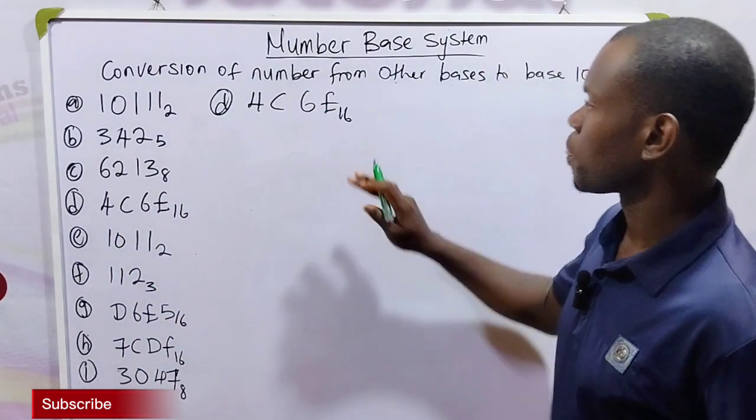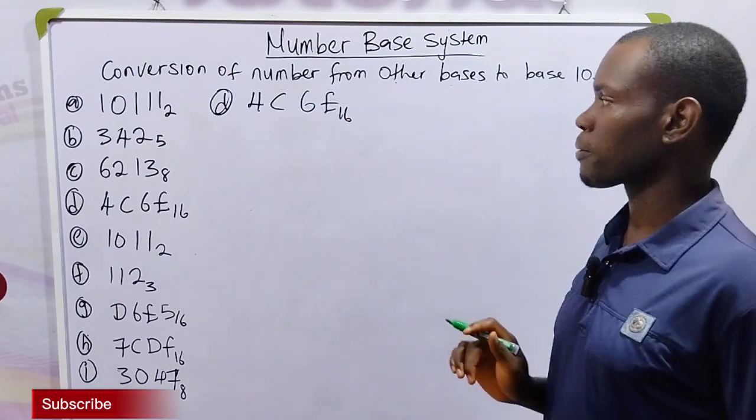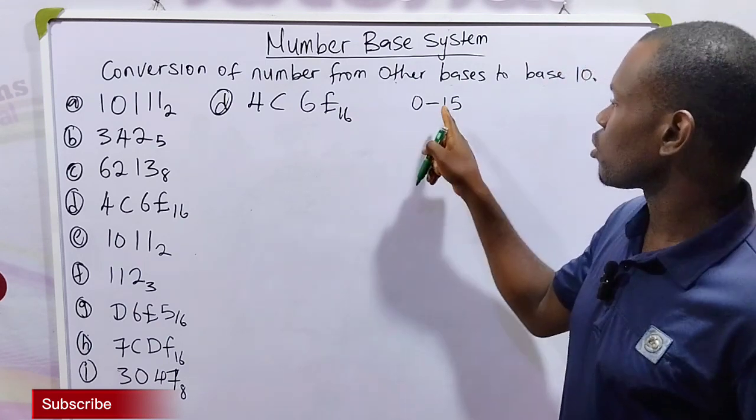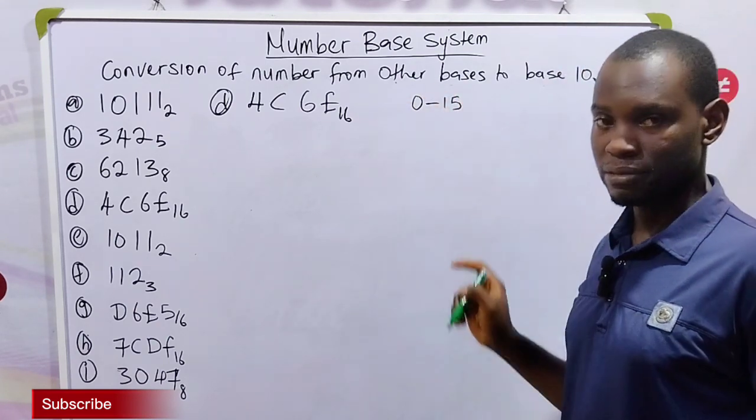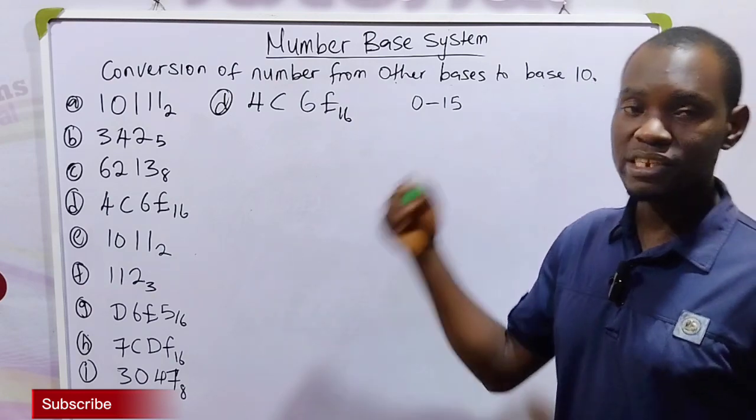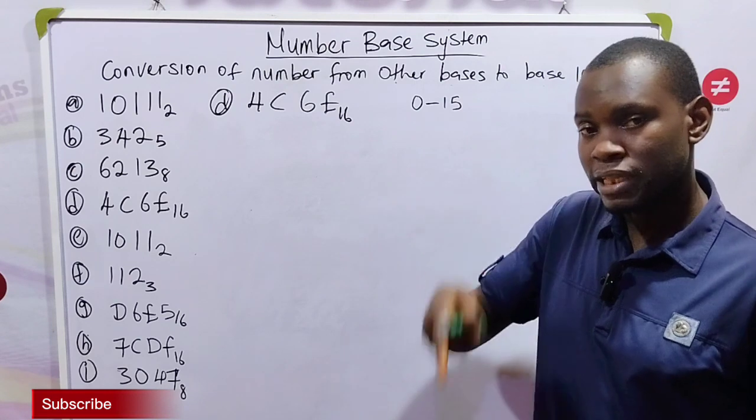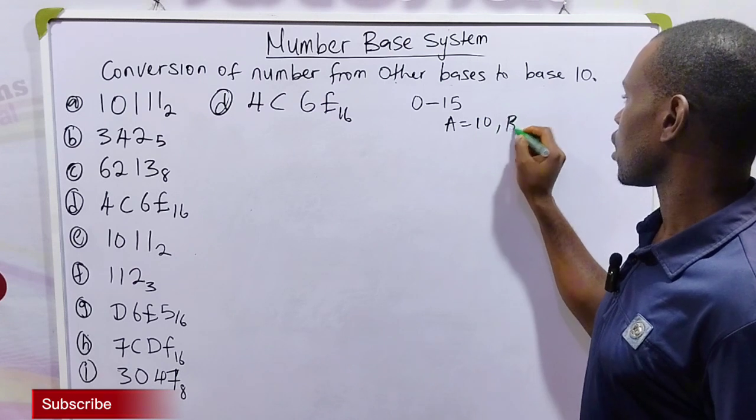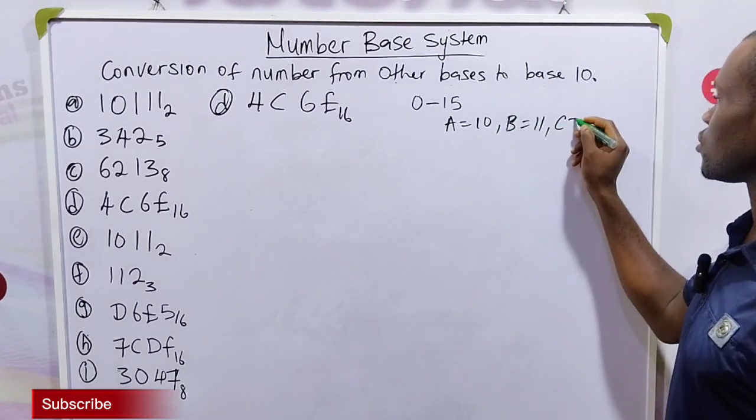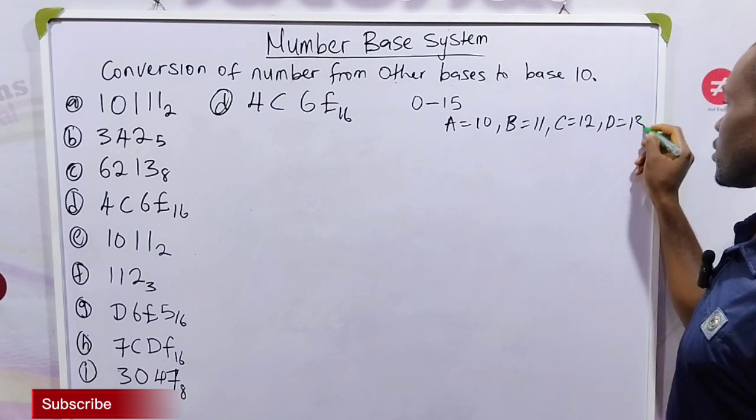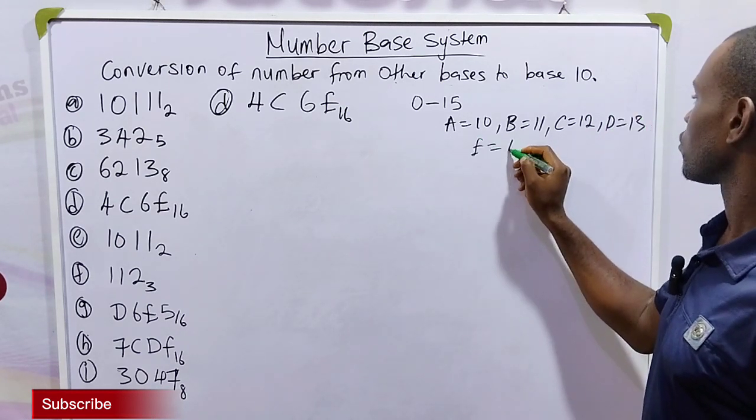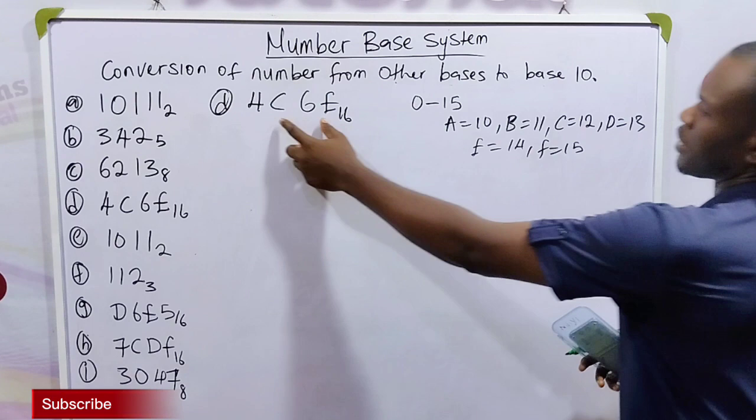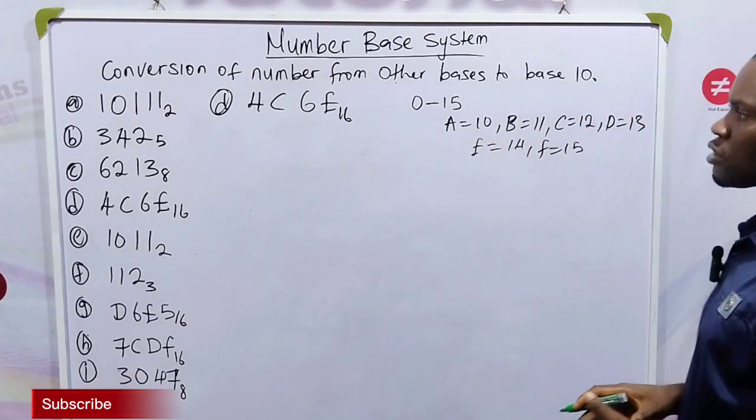All right, let's solve number 4. So you discover that this is a base 16 number, and base 16 numbers run from 0 to what? 15. But we don't write from 10 to 15. We cannot write from 10 to 15. We use English letters to represent numbers from 10 to 15. So we have our A to represent 10. We have our B to represent 11. C represents 12. D represents 13. E represents 14, and then F represents 15. So anywhere you see letters, you substitute with the values of each of them.